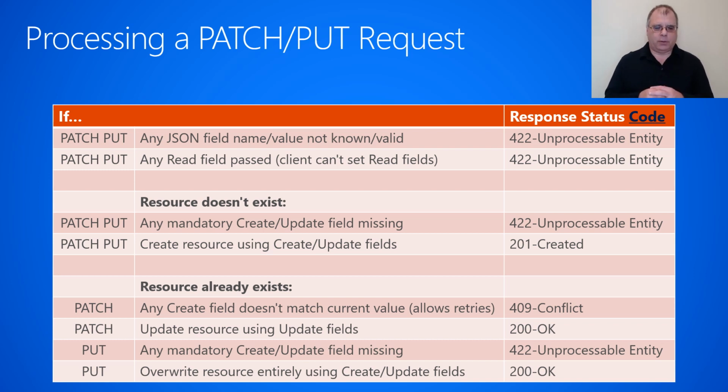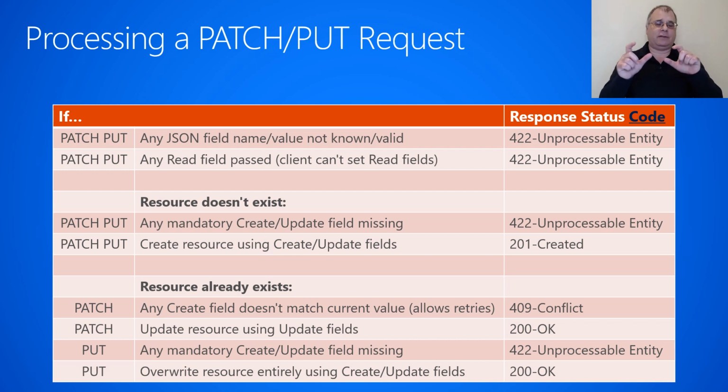If it's a patch operation, the service would check if there's any create fields that were passed in by the client, whether they currently match or do not match the field that's in the resource itself. If the fields do not match, so what was sent by the client does not match what's in the service, then the service should return a 409 conflict indicating to the client that you're trying to change something that you're not allowed to change.